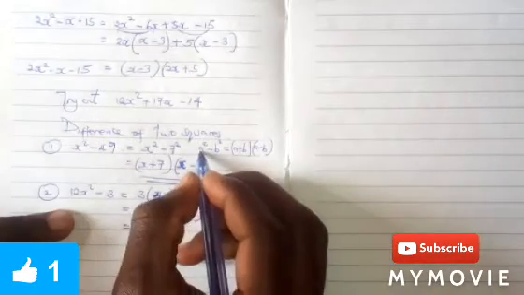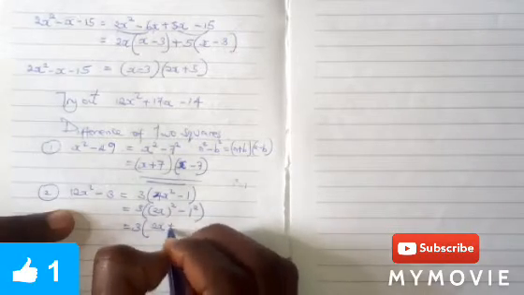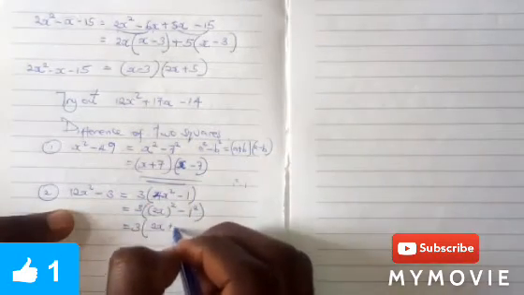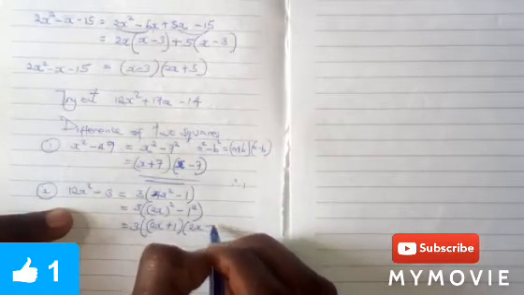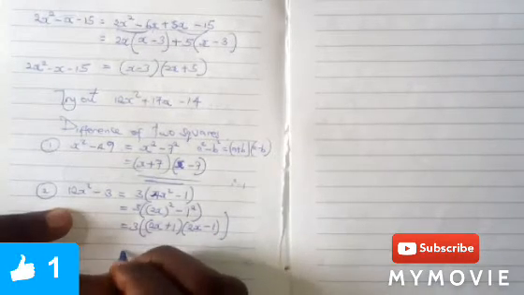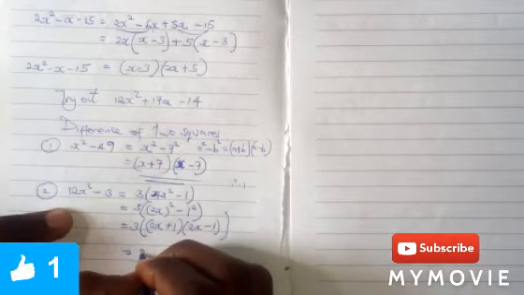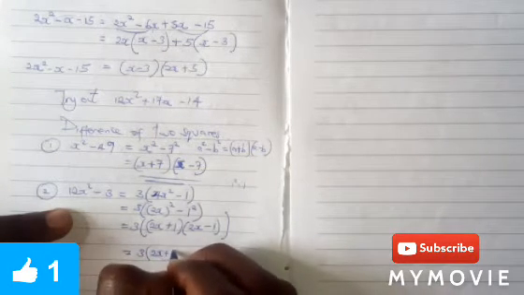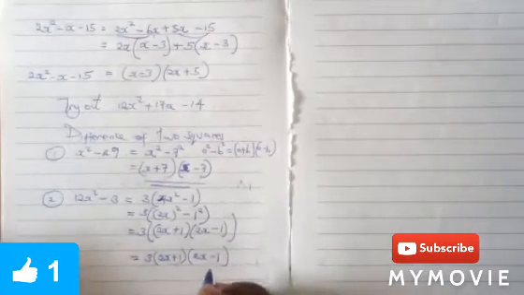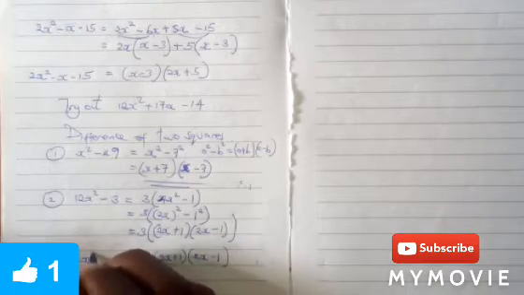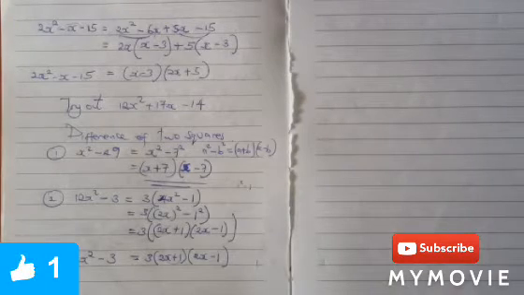So when you compare with that a squared minus b squared, you realize that your a is actually 2x and b will be 1. Then you repeat that for when they're subtracting, so that you end up with the factors of this to be 3 into 2x plus 1 into 2x minus 1. So that is what comes when you factorize 12x squared minus 3.